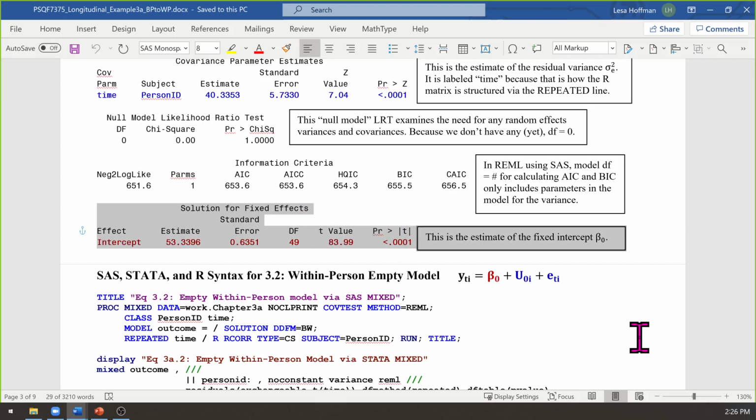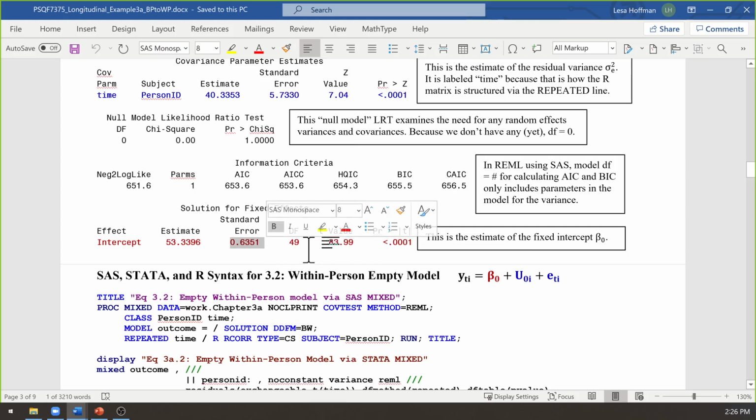Fixed effects go in the model for the means. They describe either fixed intercepts or fixed slopes of predictors. Right now, all I've got is an intercept. Given that I have no predictors, this intercept is the grand mean. So on average, this outcome has a mean of 53. I have a standard error for it, standard error of the mean, and it gives me a hypothesis test as to whether that outcome is different than 0, which in this case is not terribly useful.